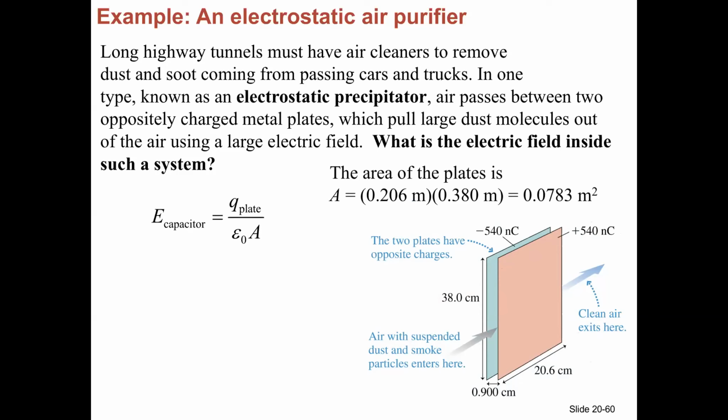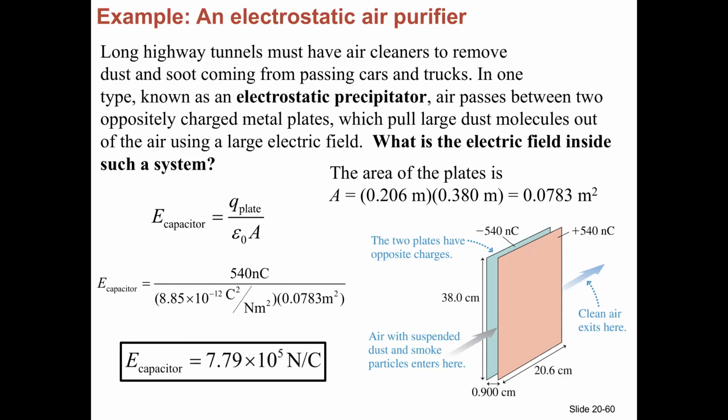Our area ends up being 0.0783 square meters. So plugging in our charge, here I have this as nanocoulombs, but realize when you work out the calculation, you should convert to coulombs, so 540 times 10 to the minus 9. Plug in our permittivity constant for air and our area of the plates. And that will give us an electric field of around 7.8 times 10 to the 5th newtons per coulomb.